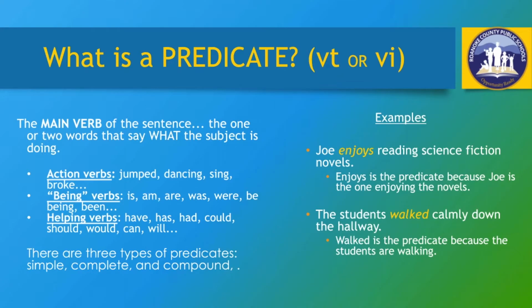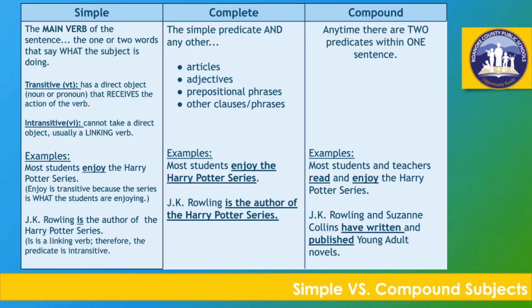Okay, there are three types of predicates, just like with our subject. We have simple, complete, and compound. So let's look at the same examples we did before. Joe enjoys reading science fiction novels. So here we found the subject Joe. You have to ask what he's doing. He's enjoying. Okay. The students walked calmly down the hallway. Again, you find your subject, which is students, and you ask what they're doing, and they're walking. So walked is the predicate. Okay, so here's our same chart.